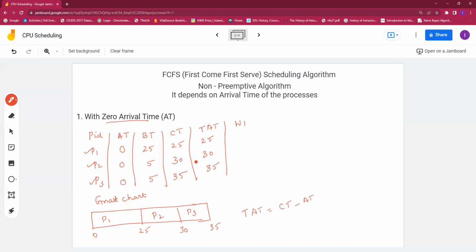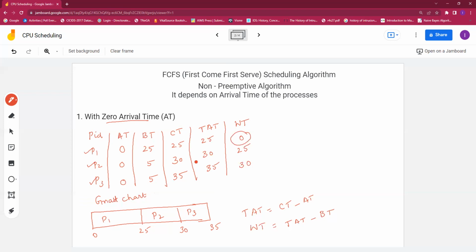The next one is the waiting time. You know the waiting time formula: waiting time is nothing but turnaround time minus the burst time. You know the turnaround time now and you know the burst time now. So 25 minus 25, it is 0. 30 minus 5, it is 25. 35 minus 5, it is 30. Why is this 0? Because when process P1 enters, your CPU is already idle and free. So at the 0th millisecond itself, it got the CPU. That's why it is 0 over here.